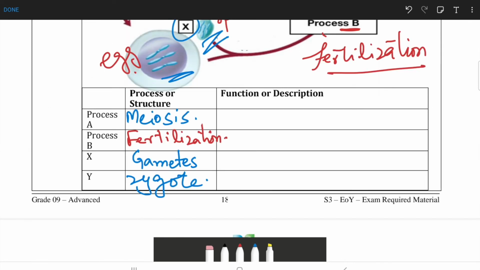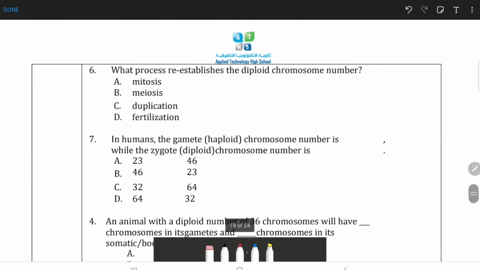So we need to know what their functions are. Process A is meiosis, so its function is to produce gametes. In fertilization, sperm and egg join to redevelop the 46 chromosome number. Gametes are sperm and eggs, and the zygote is the cell produced by the process of fertilization, resulting in a complete chromosome number.